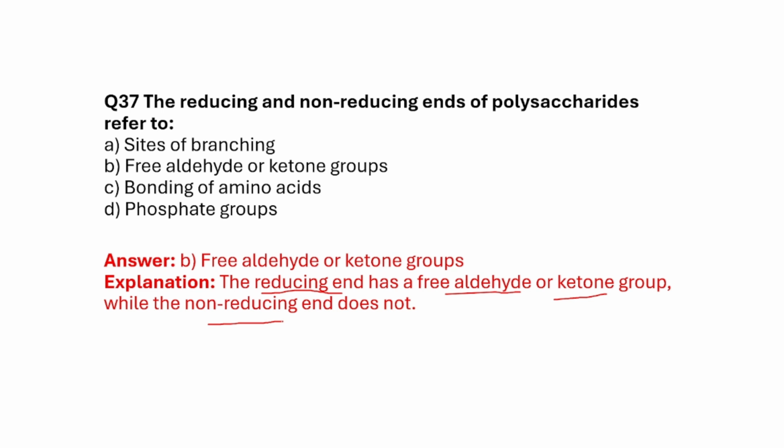Okay, so in a redox reaction, one thing gets oxidized, another thing gets reduced. So if you have a reducing end, which is a free aldehydic or ketonic group, it can get oxidized to aldonic acids, like glucose can get oxidized to gluconic acid, and in turn it can reduce the other compound. Because this end can reduce the other compound, it is called a reducing end. While if you do not have this free aldehydic or ketonic group, then it is called a non-reducing end.